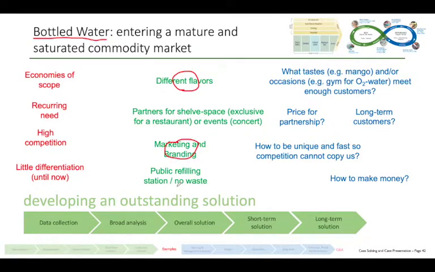A rather out-of-the-box solution would be a public refilling station. So that's a sustainability approach, no waste being produced. Well, here I believe the biggest question is how to make money. Of course, there are a lot of questions about how this machine works and resupply and everything. But if it's a public station, how can the bottled water company actually make money from these stations?